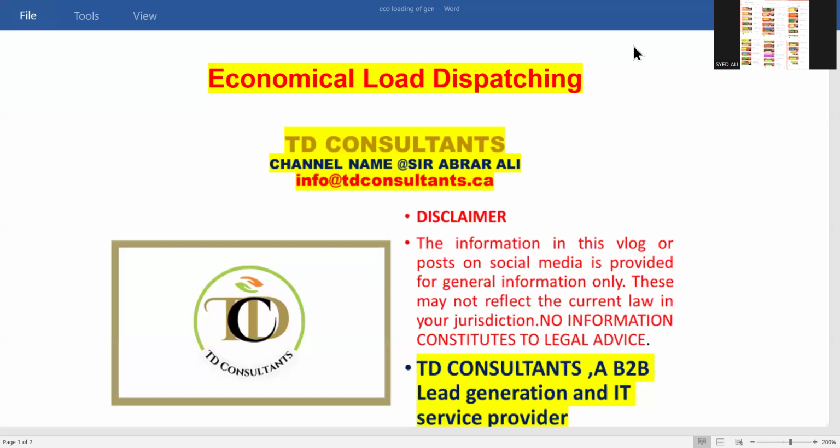This channel is now for engineering, education, business, startups, and information technology, because the disciplines are coming closer and the application of information technology and artificial intelligence is becoming very common for the optimization of the power system network: transmission, distribution, and generation and utilization in every area.